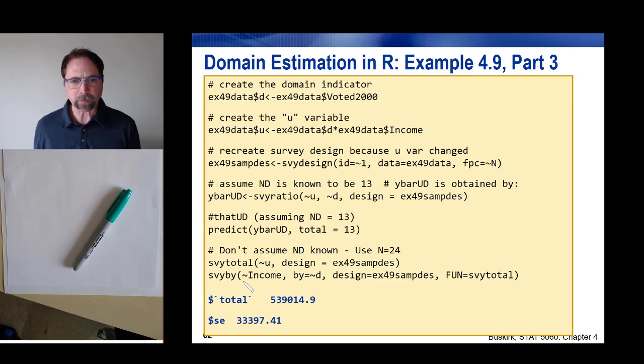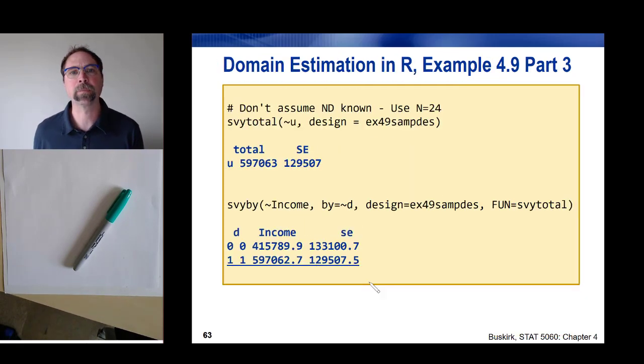But again, this last part here is going to give me an estimated total of 539,100,000, and then the standard error would be 33,397. And again, we mentioned that this is about 4 times the standard error that you should be getting up here, because I don't know the subdomain total.